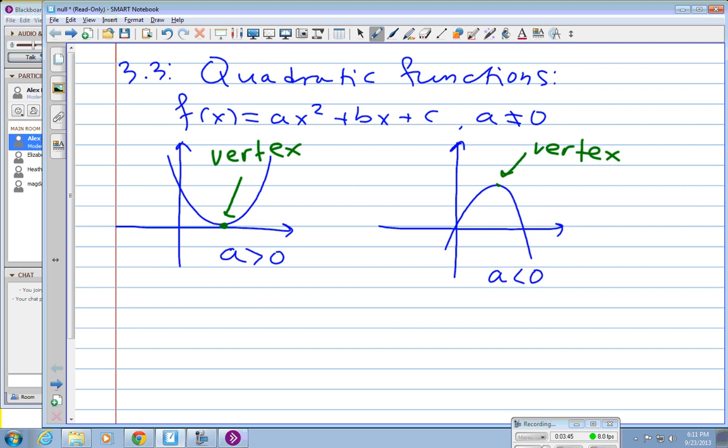So we can actually predict whether our function will have a minimum point or maximum point just by looking at the sign in front of the x squared. So if you have a positive number in front of x squared, you're going to end up with the minimum value. And if you have a negative sign in front of x squared, you'll end up with the maximum value.